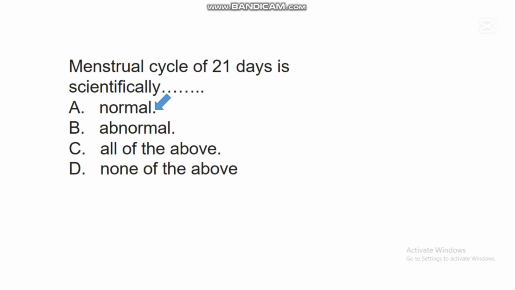Normal. Studies have shown that there are some women who have a menstrual cycle of 21 days. That is, they have a short menstrual cycle. And there are some people whose menstrual cycle is 30 and 35 days. So some people have a long menstrual cycle while some have a short menstrual cycle. All those menstrual cycles are scientifically normal. Even people that have a menstrual cycle of 21 days, the shortest menstrual cycle, is scientifically normal.